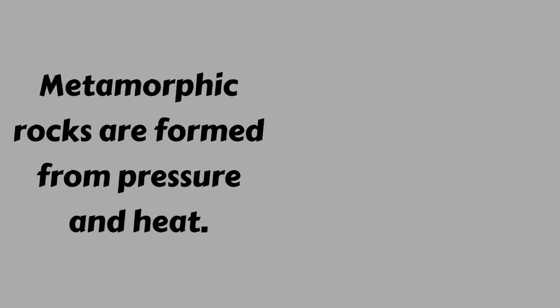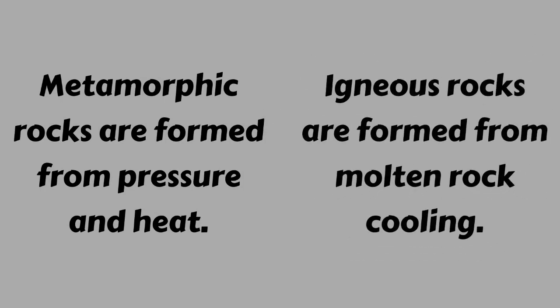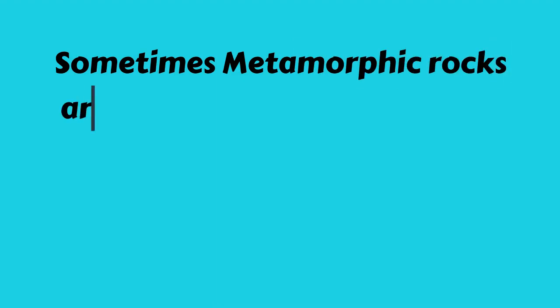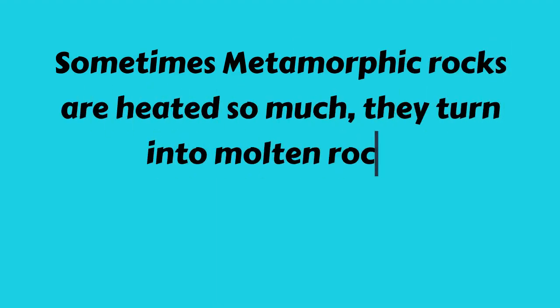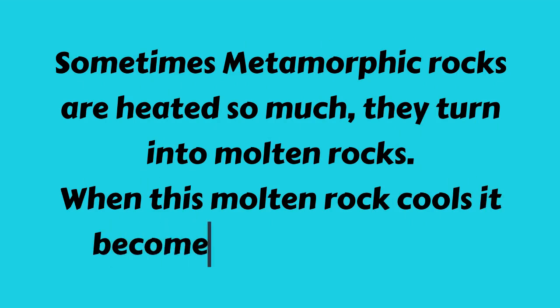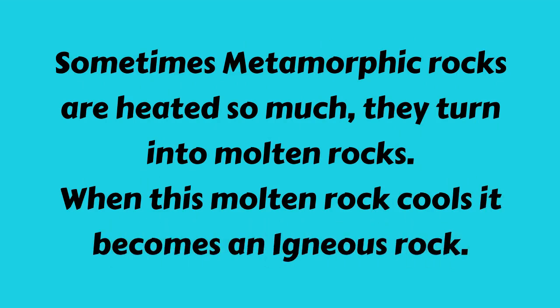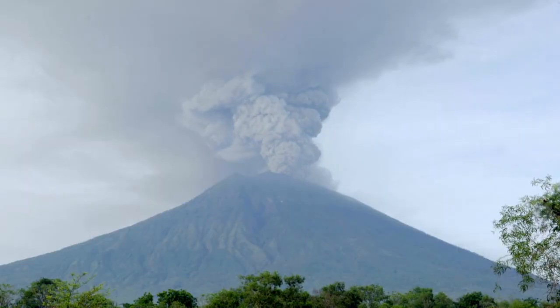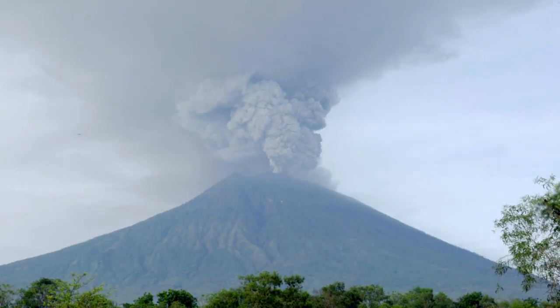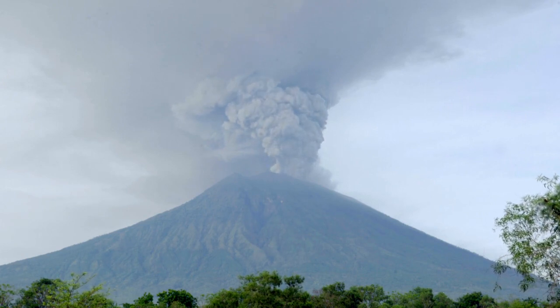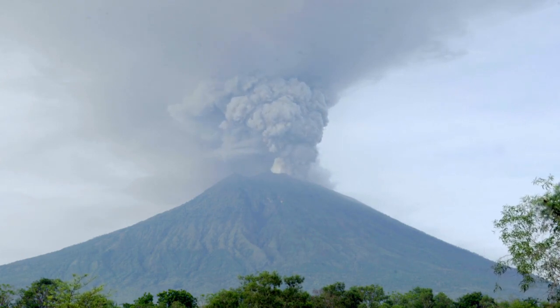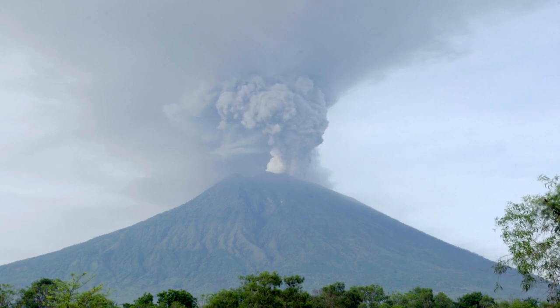Do you remember how metamorphic rocks are formed from pressure or heat? Well, igneous rocks are the opposite. Igneous rocks are formed from molten rock cooling. Sometimes metamorphic rocks are heated so much, they turn into molten rock, and when this molten rock cools, it becomes an igneous rock. A common place for igneous rocks to form is a volcano. The lava that erupts out of a volcano cools, and the magma below a volcano can cool as well, and forms igneous rock.